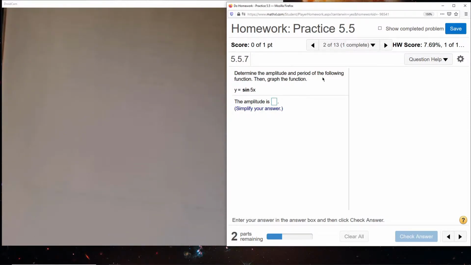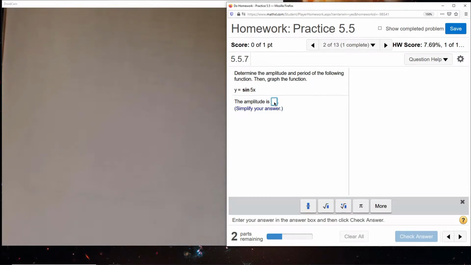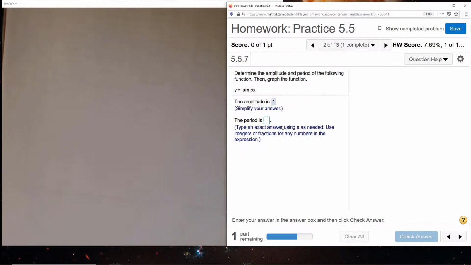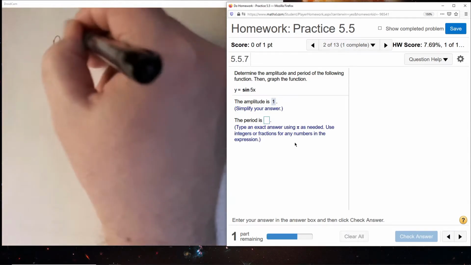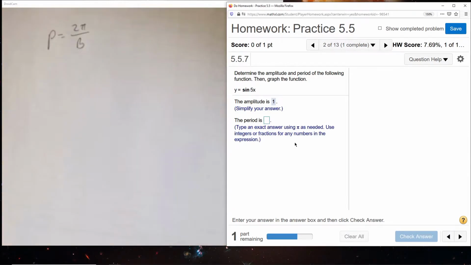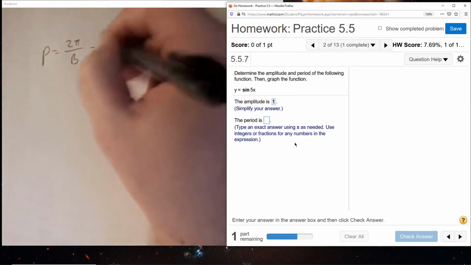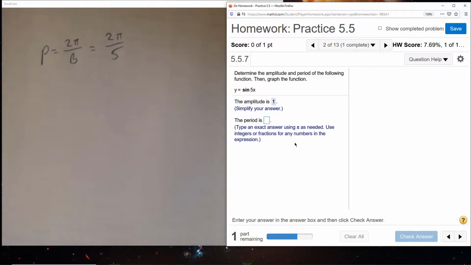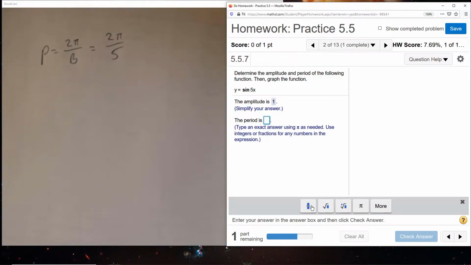Determine the amplitude and period of the following function. Okay, well, the amplitude is the number multiplying sine, and the number multiplying sine is 1. And the period. So remember, the period is 2 pi over b. And b in this case is 5. And so the period is 2 pi over 5.